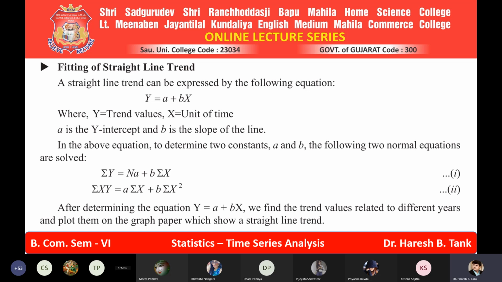Okay, so these are the two equations, right? Okay, let us shift to the next.